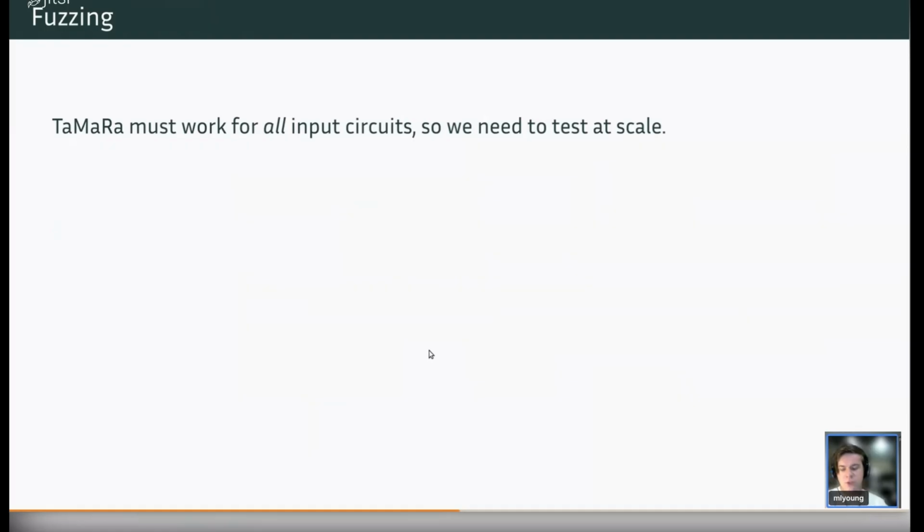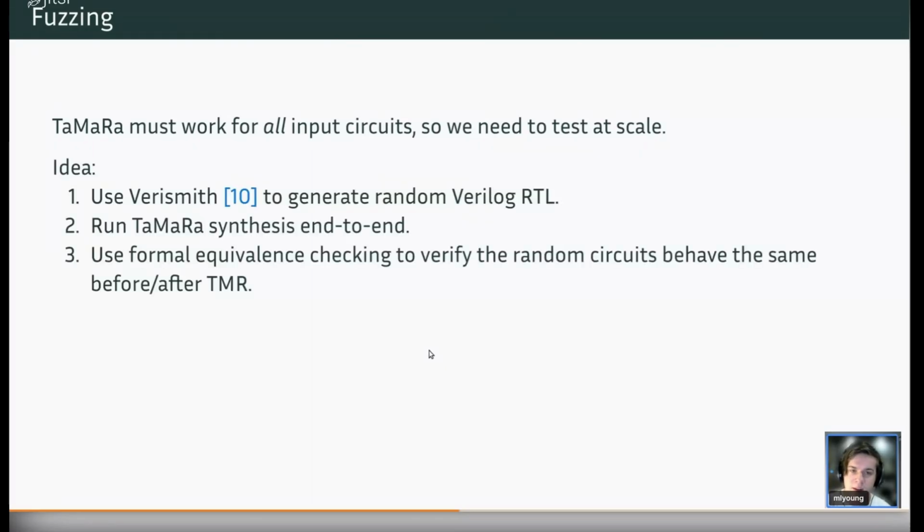And fuzzing is also a technique that I quite like a lot, coming from a software background. So if you want to test at scale, fuzzing is a great way to do that. I used Verismith to generate random Verilog RTL and then run the synthesis algorithm end to end, and then use SAT-based formal equivalence checking to verify that the random circuits behave the same before and after TMR.